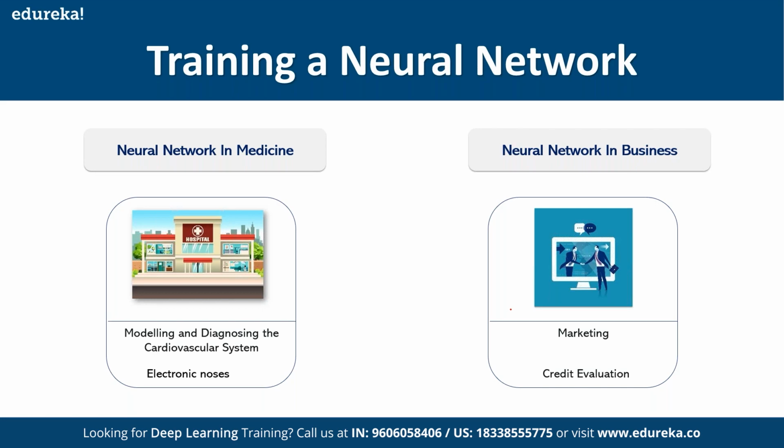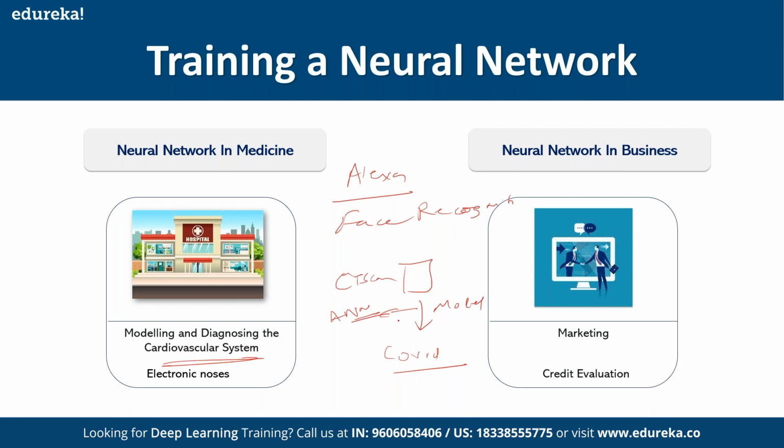So where are neural networks used? They are used in medicine, in business. It is used everywhere. Your Alexa, all your face recognition technologies, all of them are using neural network based models. Suppose you give an x-ray or a CT scan, and your model will detect whether it is COVID or not. These models usually are artificial neural networks, so they are used a lot there.